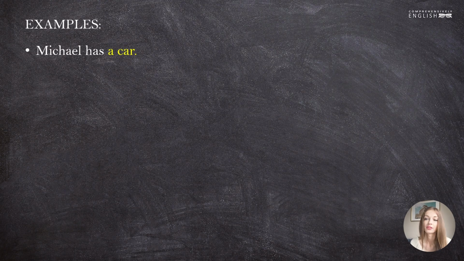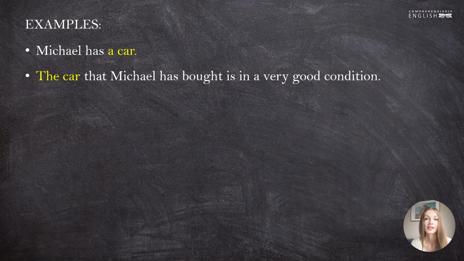Another example, the car that Michael has bought is in a very good condition. Car is again a singular countable noun, therefore it has to have an article. In this case, though, we know what car the speaker is referring to. The car that Michael has bought. So it takes the definite article the. This subordinate clause, that Michael has bought, makes the noun car definite.